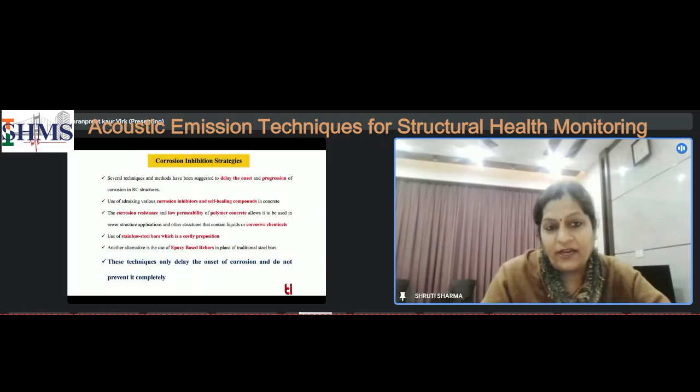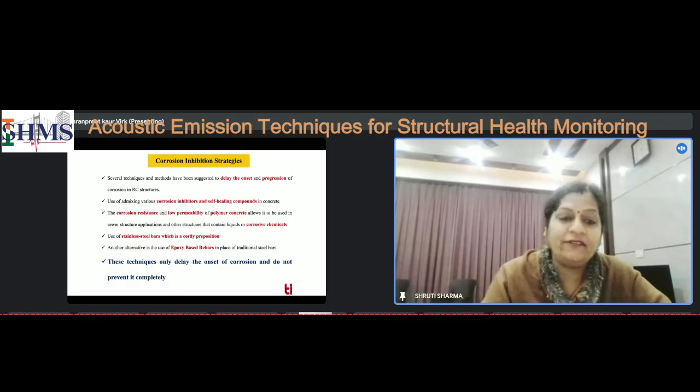As I outlined, the onset can be delayed by some amount, but once it starts, you cannot stop it. Various technologies, like self-healing compounds and corrosion inhibitors, have been used. People have tried polymer-based concretes, but these methods are not able to avoid the corrosion completely. Stainless steel bars or epoxy coated bars used in place of the traditional bars can somehow manage the corrosion, but you cannot stop it completely.